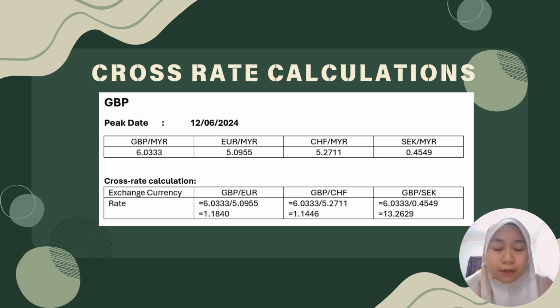This is the cross rate calculations for GBP. I have chosen the peak date of 12 June 2024, and the calculation is as follows: GBP against euro with the rate of 1.1840, GBP against CHF on 12 June is 1.1446, and lastly GBP against SEK was recorded on 12 June at 13.2629.